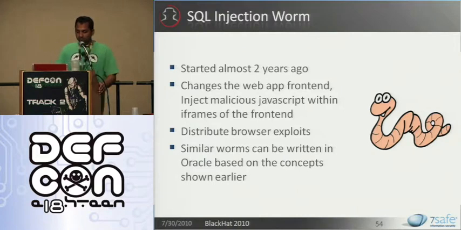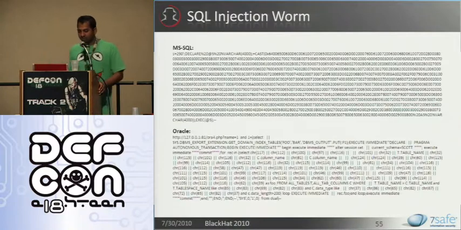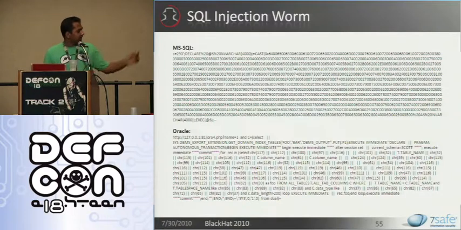SQL injection worms rose to the scene almost 2 years ago. All they did was change the web application's front end to inject malicious JavaScripts within the iframe of the front end and then distribute browser exploits. Same worms can be written for Oracle-based applications. For example, if a SQL injection worm in MS SQL looks like this, then you can write a corresponding SQL injection worm in Oracle. So Oracle applications can be equally vulnerable. It's just that they have not been exploited in the wild.